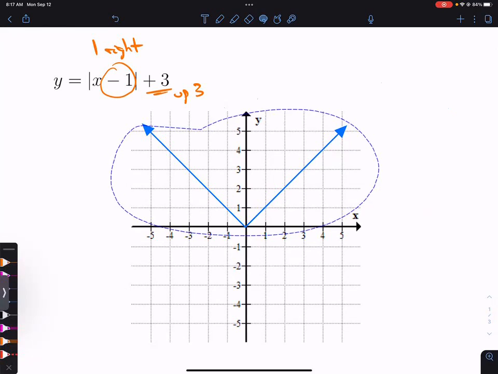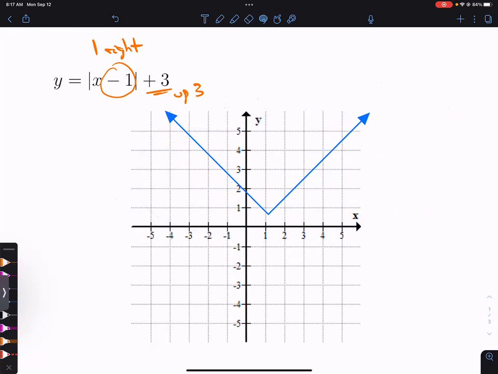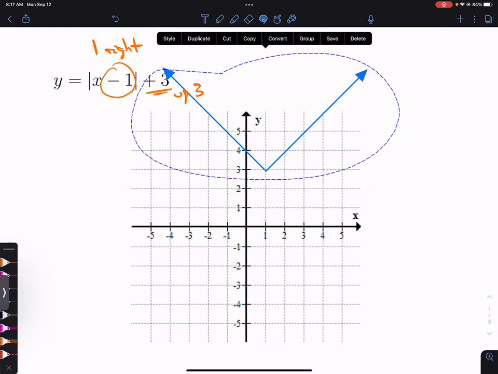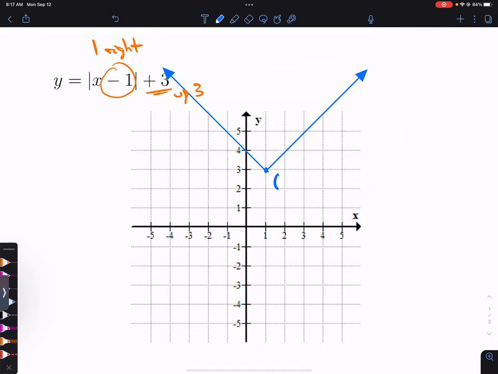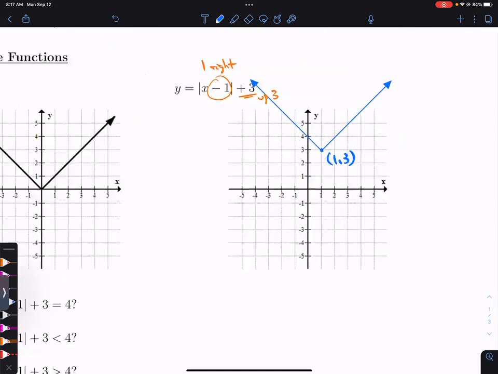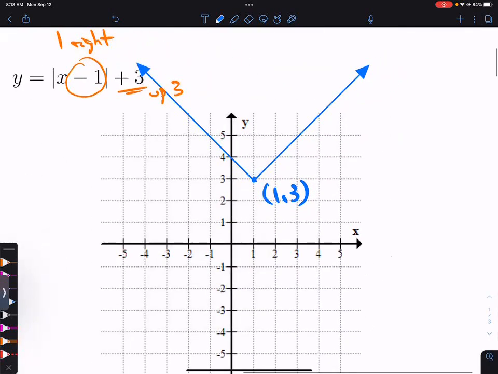First quadrant vertex, the corner should be at (1, 3). Everybody agree? Yeah, we're good with that? Okay. All right. So with that in mind, then, you get back to answering those questions. Where is it equal to 4? Where is it greater than 4? Where is it less than 4?